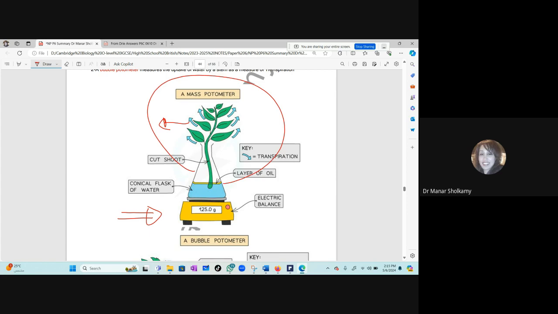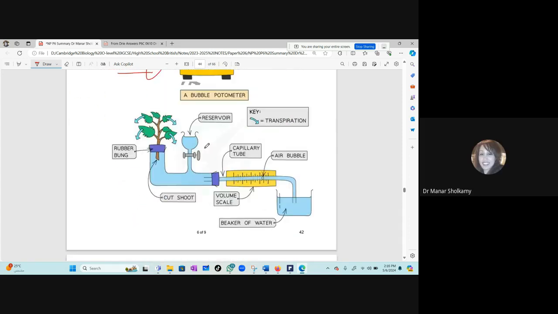When I cover it with a plastic bag, the humidity would increase or decrease? Increase. Yes, good. And as the humidity increases, how does this affect transpiration? Decrease. Correct. Very good. Now you're familiar with that.